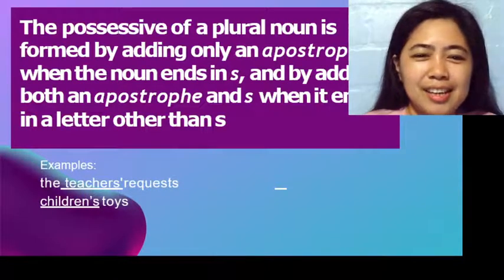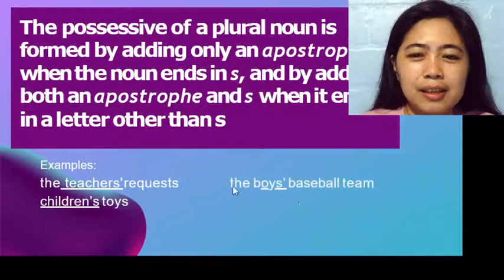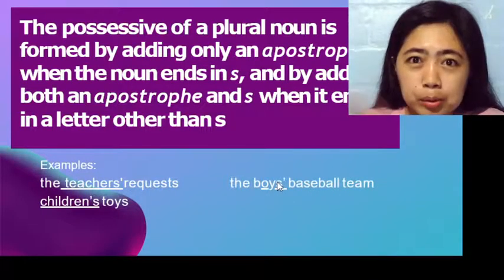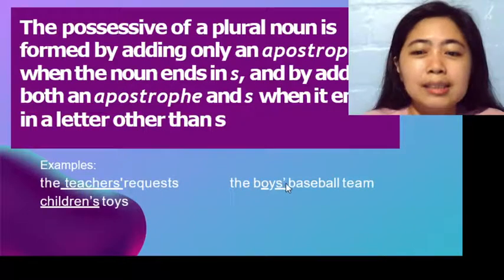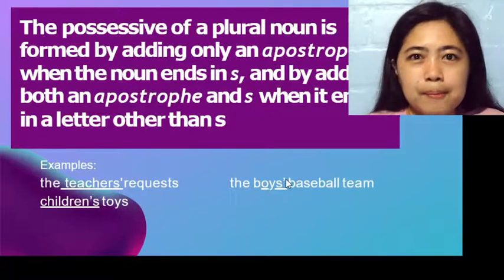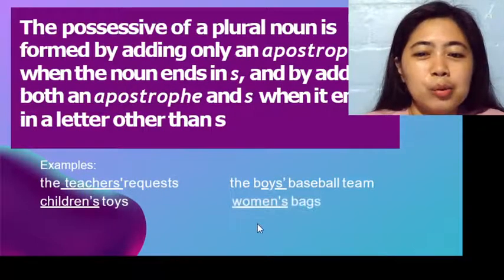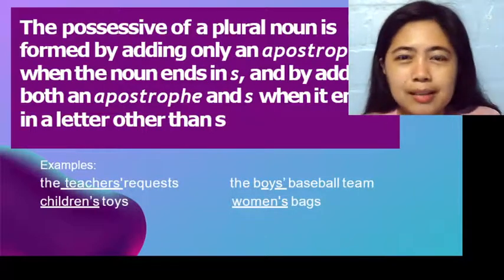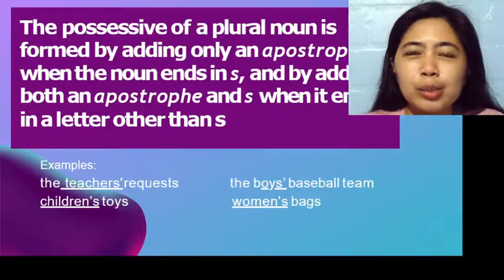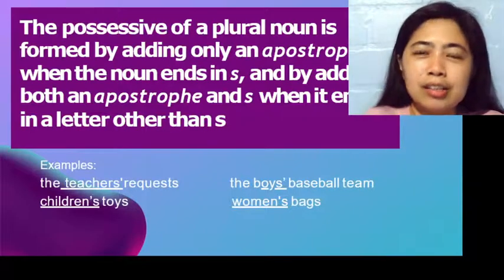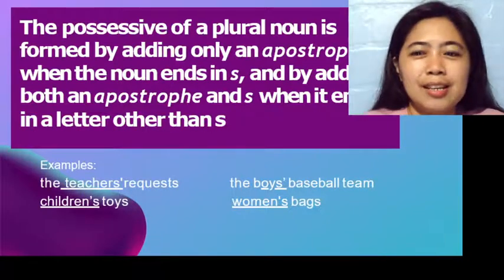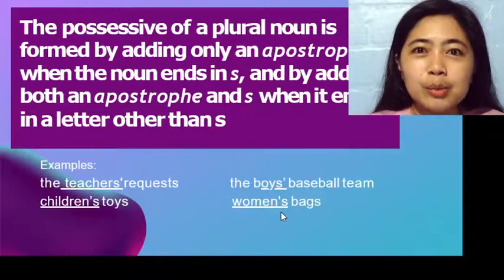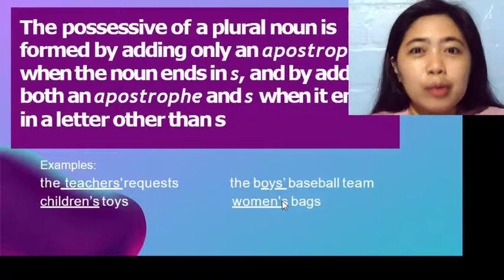Okay, next, let's have more examples. The boys' baseball team. Boys is the plural of boy, so in this case we only add an apostrophe. For this one, women's bags. Women is the plural of woman, right? By the way, if it's plural, we say women. If it's singular, we say woman. So the plural form doesn't end in s. That's why we add the apostrophe and s.